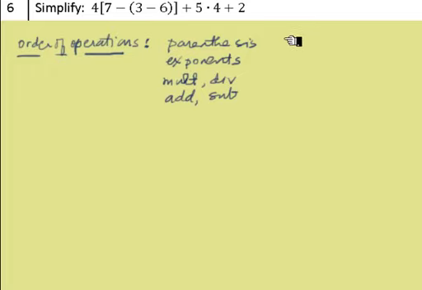Number 6 has to do with using order of operations. So let's remember the order of operations. So we do operations in parentheses first, and then we do any exponents, and then multiplication and division left to right, and addition and subtraction left to right. All right, so let's do number 6. We're going to simplify this expression. I'm just going to rewrite it over here.